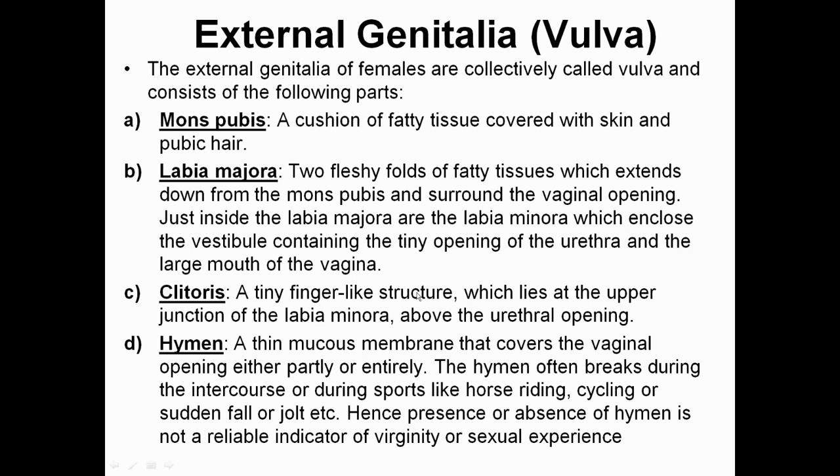Next is the hymen. It is a thin mucous membrane that covers the vaginal opening either partially or entirely. The hymen often breaks during intercourse or during sports like horse riding, cycling, or a sudden fall or any sort of jolt. Hence, presence or absence of the hymen is not a reliable indicator of virginity.